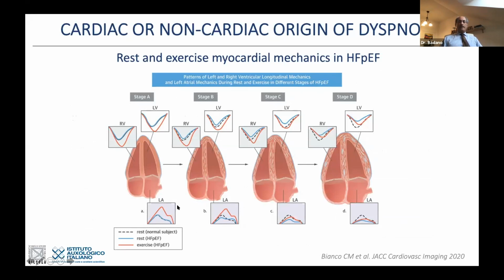Indeed, the measurements of the strain of the different cardiac chambers, the left ventricle, the left atrium, the right ventricle, at rest and during exercise, allow a staging of the compromise in those patients with heart failure and preserved ejection fraction. And this has nicely been shown in this review paper that appeared in JACC Cardiovascular Imaging in early January this year.